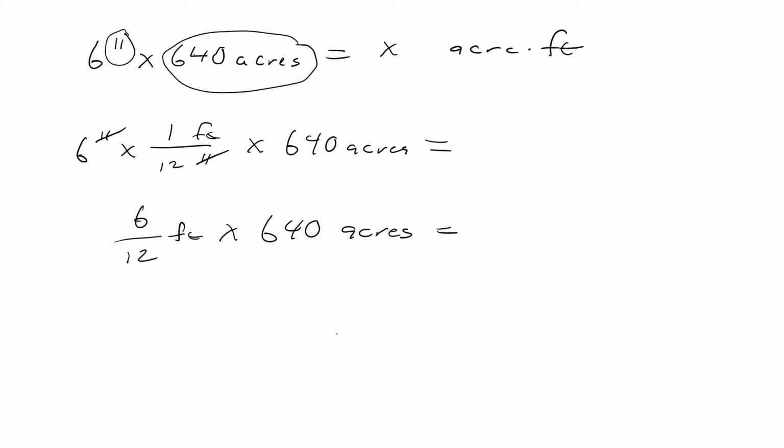6 over 12 is the same as 1/2. It's a half a foot of water, right? Times 640 acres. What's our answer? 320. What's our unit? Acre feet. So that's how you would do the conversion.